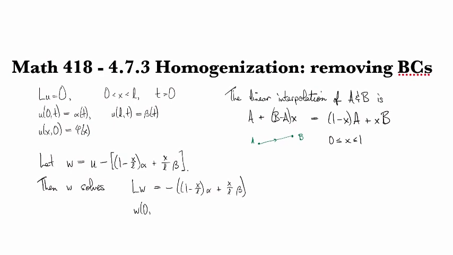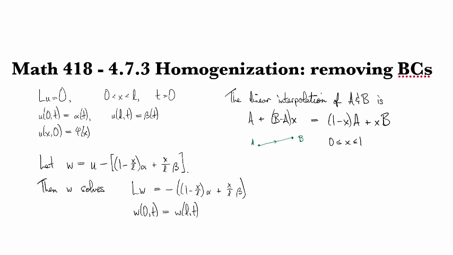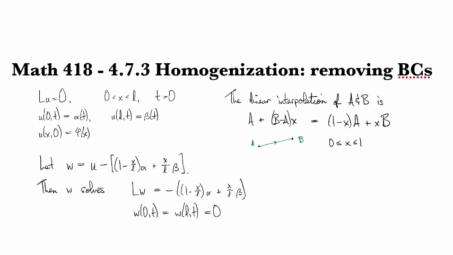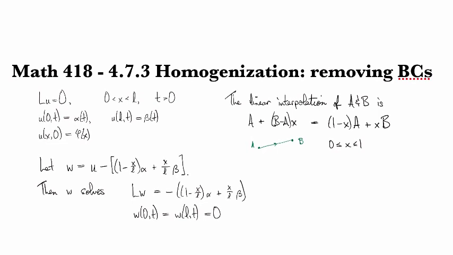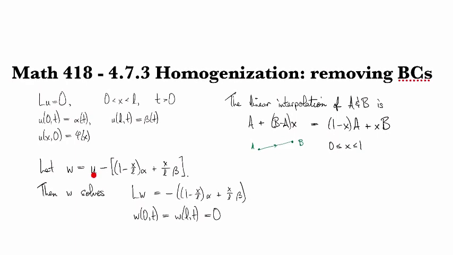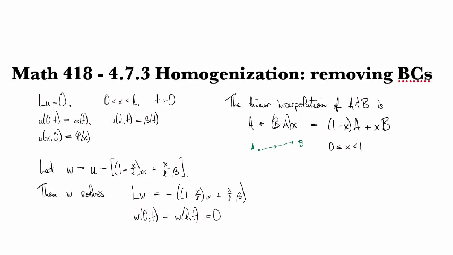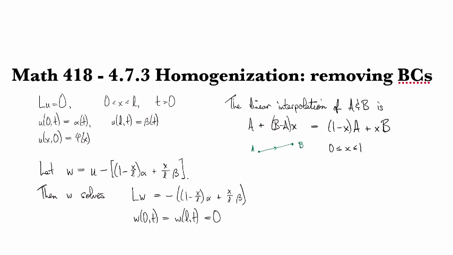So W at 0 and at L will be equal to 0. Because, again, just by linearity, when we feed this in, the U will give us an alpha, and then this will promptly subtract it back off again. Sorry, I said at A. I meant when we evaluate it at 0.